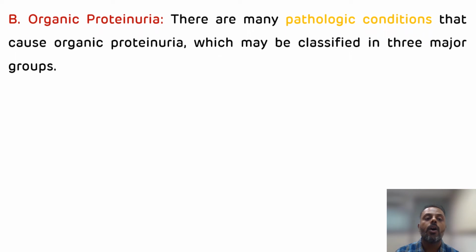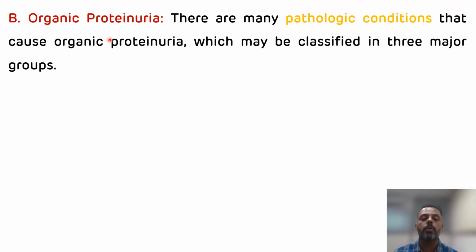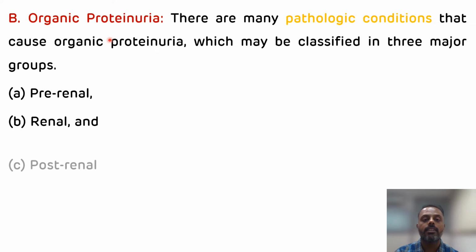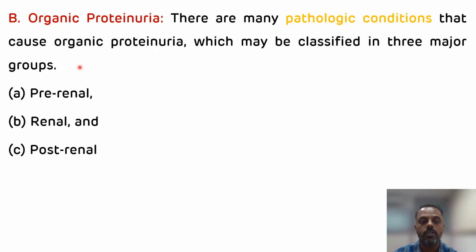Now we will see organic proteinuria. There are many pathological conditions that cause organic proteinuria, and they may be classified into three categories. The first one is pre-renal, the second one is renal, and the third one is post-renal. So now we will see the pre-renal causes, renal causes, and post-renal causes. First, the pre-renal causes. The first one is cardiac diseases. Any cardiac disease will affect the blood supply to the kidney, which results in proteinuria.